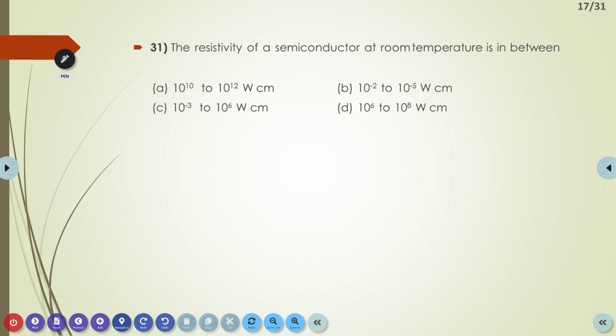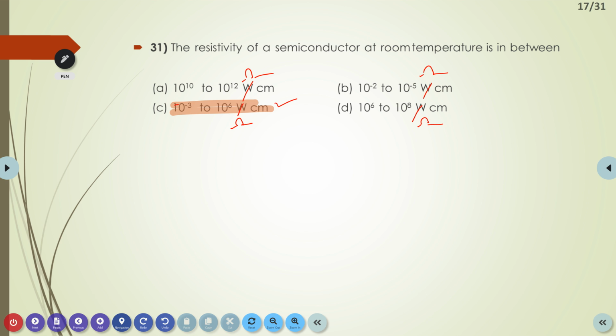Next. The resistivity of a semiconductor at room temperature is between, according to your KCET book, 10 to the power of minus 3 to 10 to the power of 6. The unit is not watt, it is ohm.